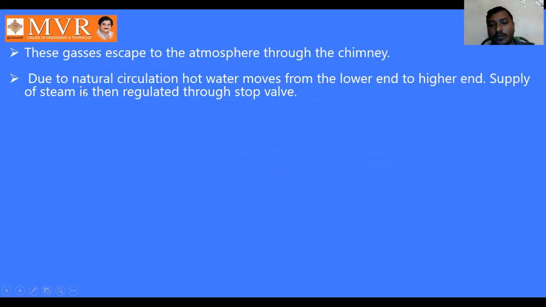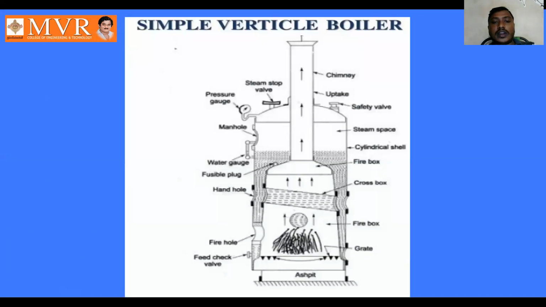By using this stop valve, we can observe that when combustion takes place upon the grate, some ash is produced, and the ash is collected by this ash pit. By using this feed check valve, we feed the fuel into the combustion chamber. See here, the fire hole is there, and through this fire hole we feed fuel. Here is the hand hole. This is how the simple vertical boiler works.